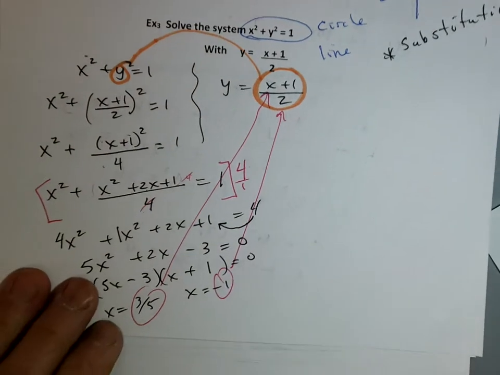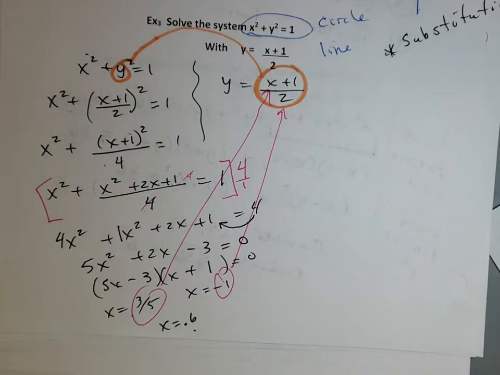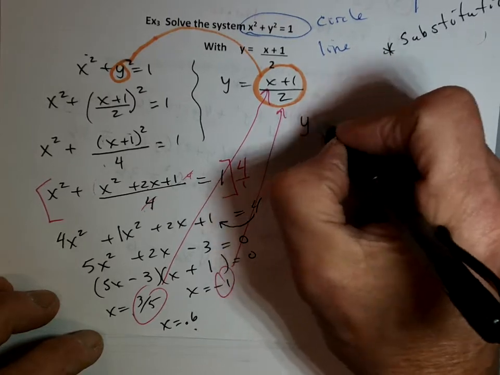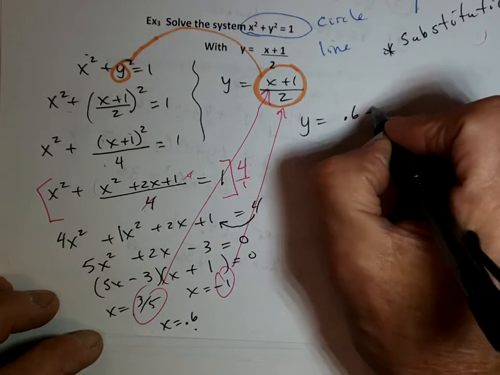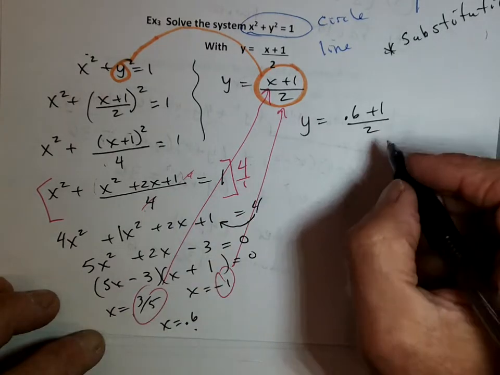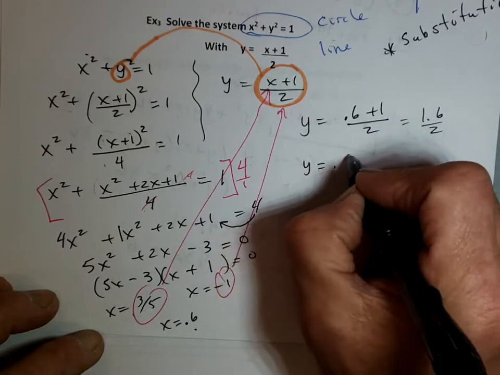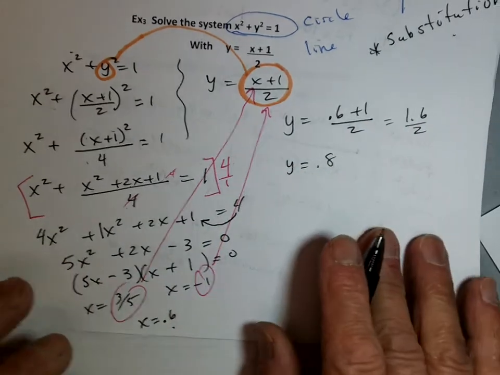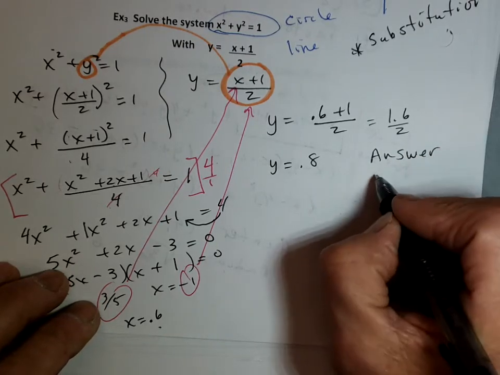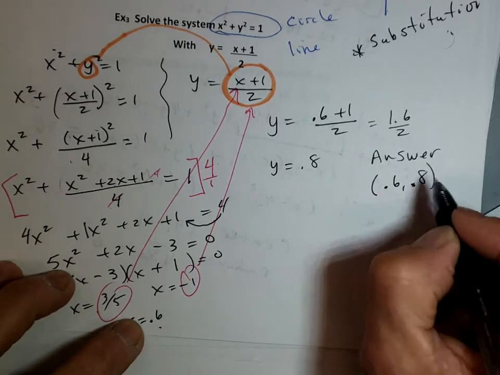To make this easy, 3/5 is the same thing as 0.6. Decimals are so much easier than fractions, right? So let me plug it in. y equals 0.6 plus 1 over 2, which is 1.6 over 2, which is 0.8. So one of my answers is 0.6, 0.8. That's one point of intersection.